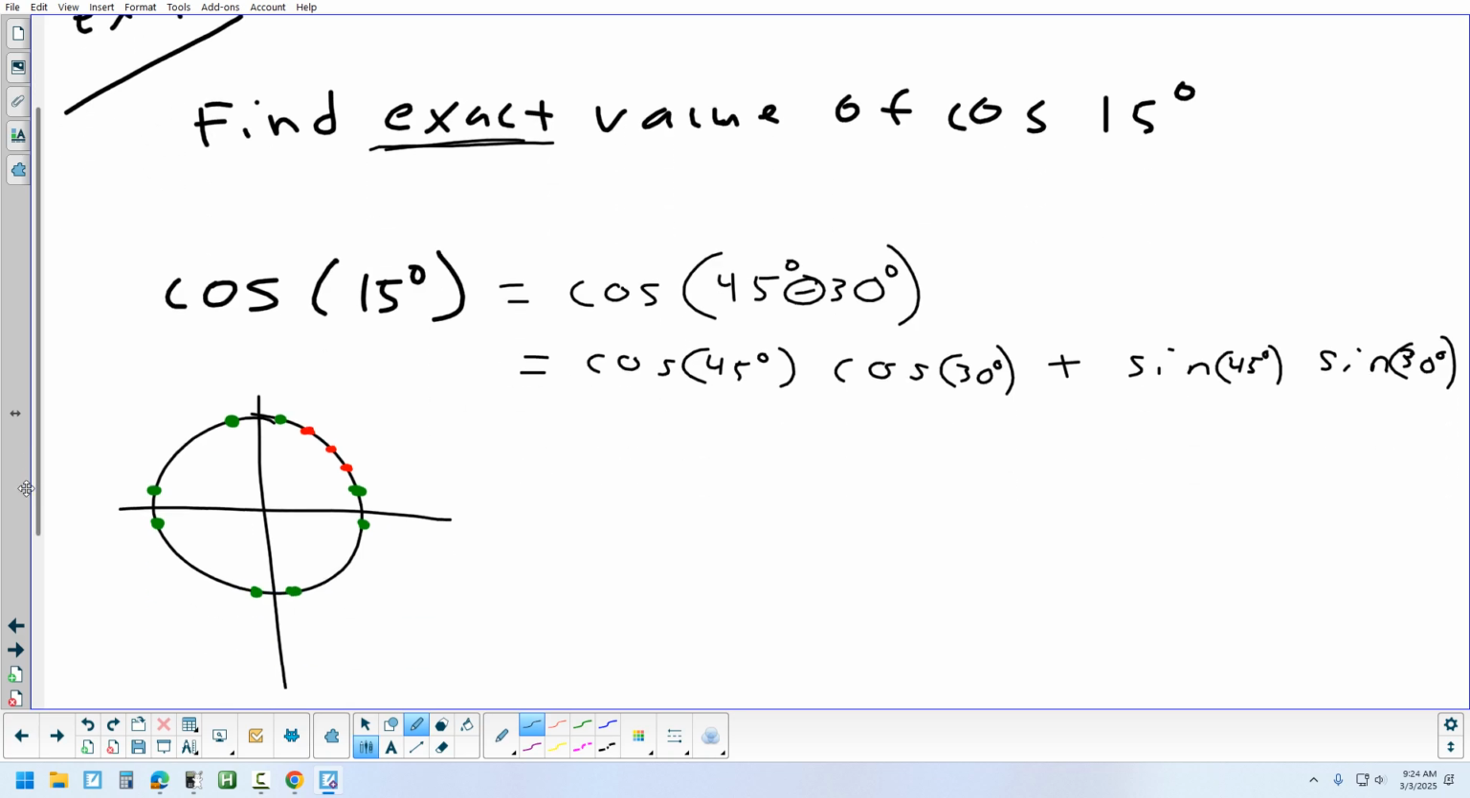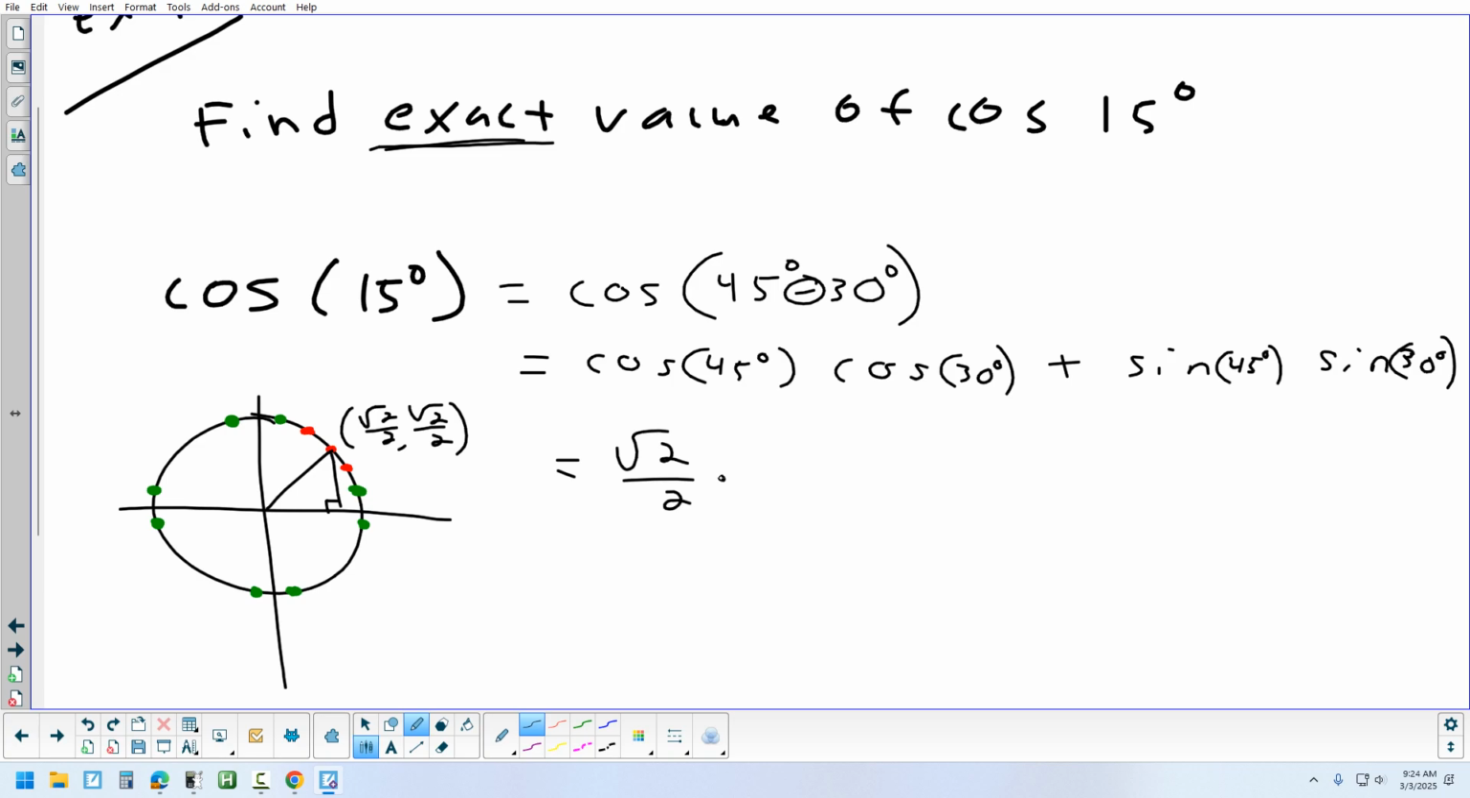So now, let's start with the cosine of 45. Does anybody remember what the cosine of 45 is? Yep, square root of 2 over 2. If you were going to make your coordinate, it's root 2 over 2, root 2 over 2. And cosine is the x, which is root 2 over 2. Perfect. No matter which way you chose it, it's the same as before.